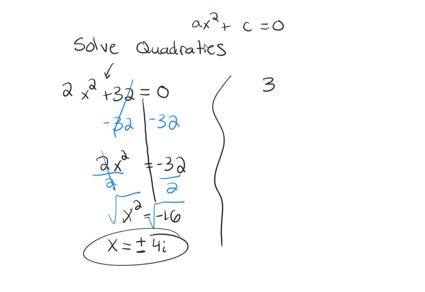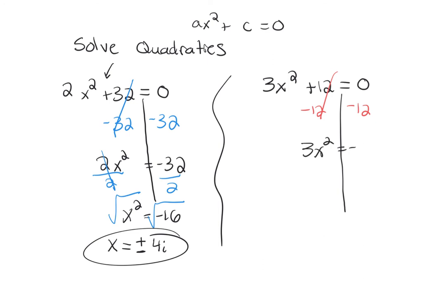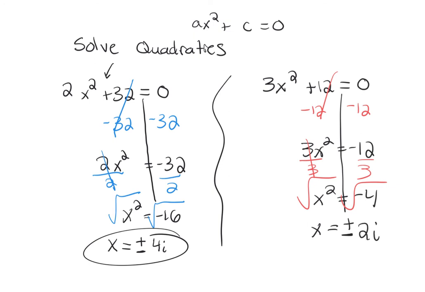Okay, last example, 3x squared plus 12 equals 0. Same idea, minus 12. So 3x squared equals -12. Divide by 3. So x squared equals -4. When you square root, x is equal to, you always need the plus and the minus, and this is 2i.